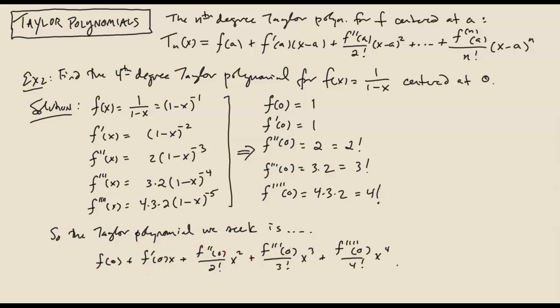F of 0, we said, is going to be 1, so I'll put that in. F prime of 0 is also going to be 1, so this just becomes x. This guy, f double prime of 0, that's 2 factorial, but it's being divided by 2 factorial, so all of that becomes 1, and that constant disappears. And what about this one? Well, I've got f triple prime. But that's 3 factorial, and it's getting divided by 3 factorial. So that coefficient all becomes 1. It's gone. And the same story right here.